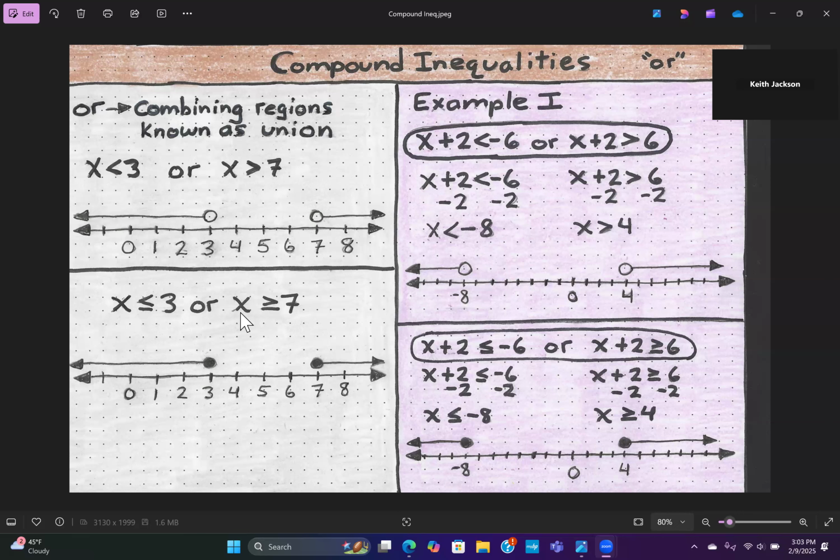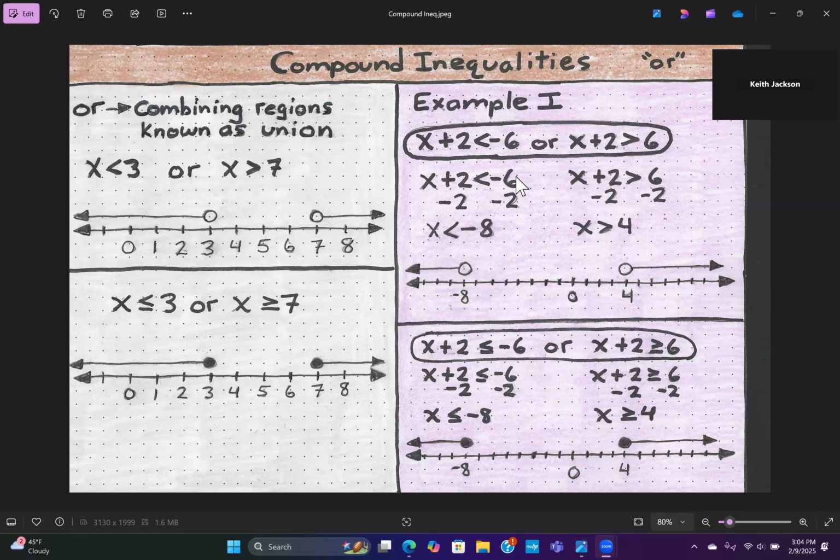Now let's take a look at x is greater than or equal to 7. In this case, we have to draw a shaded circle over the 7 while the arrow is being drawn to the right. That lets us know that x can be 7, but it can also be greater than 7. Let's go to our big example to further our understanding of this concept, in which we have x plus 2 is less than negative 6, or x plus 2 is greater than 6.